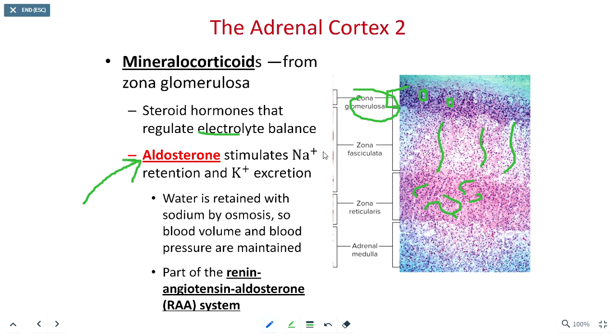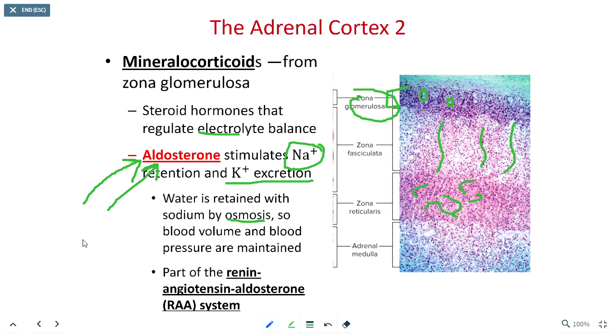It's going to make us retain sodium in our bodies and excrete potassium. If we retain sodium in our bodies, we are then going to have more water retained via osmosis. So when we release aldosterone, ultimately, we are going to have more fluid, more water kept in our bloodstream, and blood pressure will go up in response to an increase in blood volume.